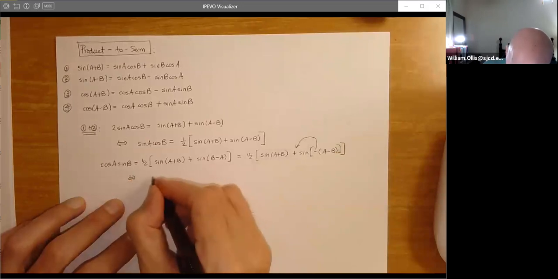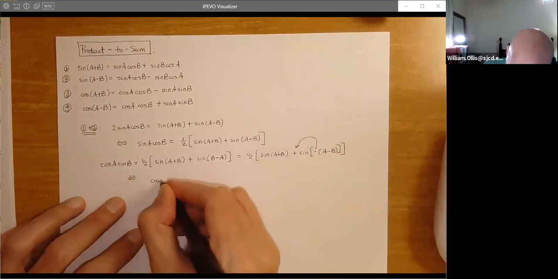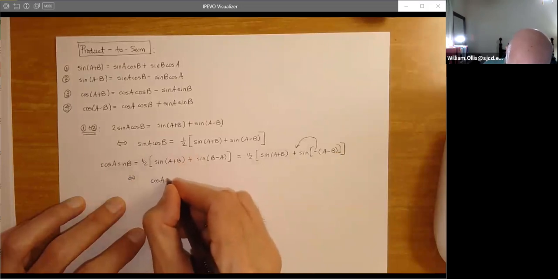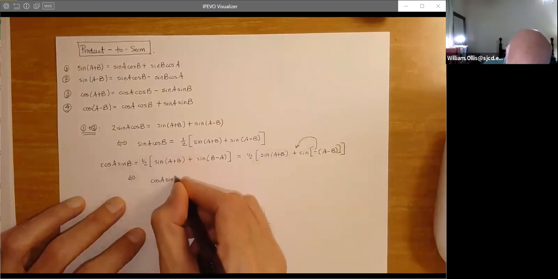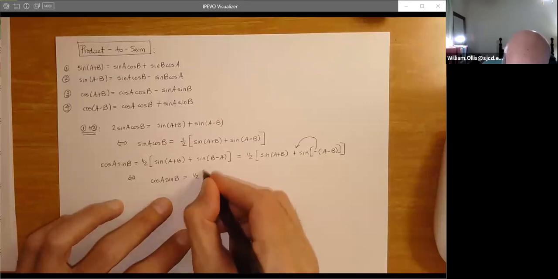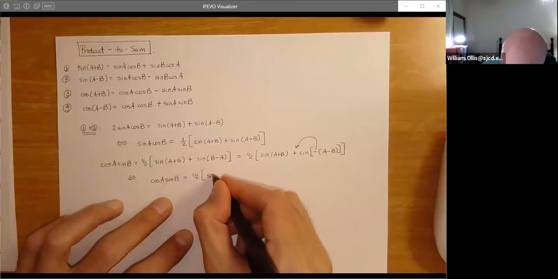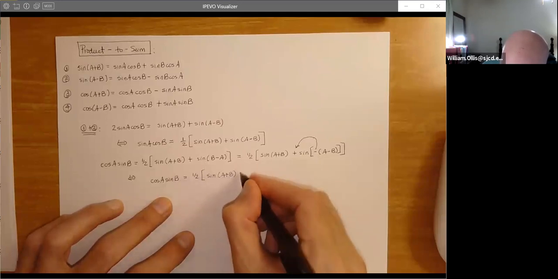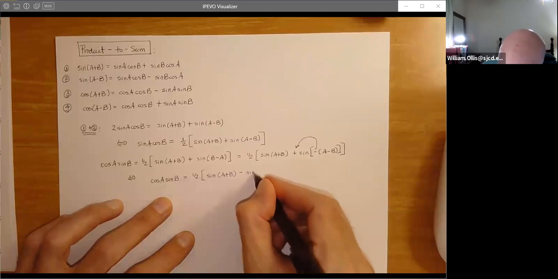So you're thinking, this is kind of a waste of time, Professor Ron. I don't need this. I can just use that formula. And I agree with you, but you're going to see this in the tables, so I want you to see where it comes from. So this will be 1/2 [sine(A + B) minus sine(A - B)].